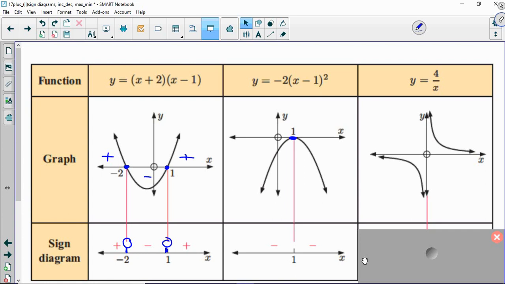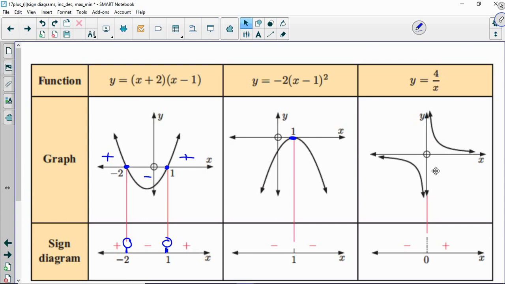Our third example has a vertical asymptote here, right? It's undefined. If we look at the function rule, it does not exist at x equals 0. To the left of 0, it's always negative. To the right of 0, it's always positive. That makes sense when we look at the graph. It also makes sense in the equation, since it would be 4 divided by a negative for any of these values, and 4 divided by a positive for any of these values.